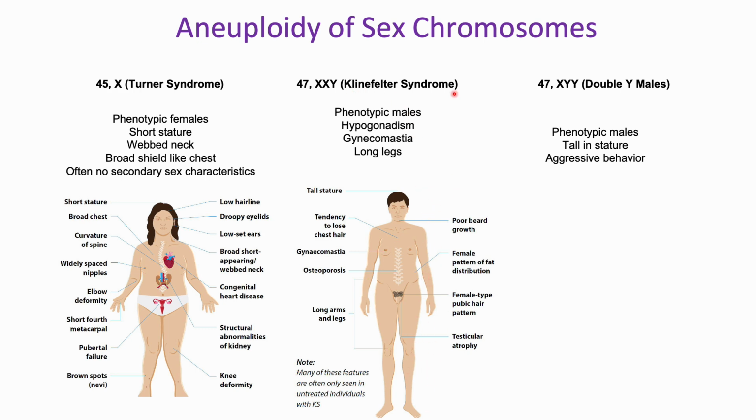That is Klinefelter syndrome. The last one is double Y males, so now you have an aneuploidy or a trisomy of an extra Y chromosome. These are going to, because the Y chromosome is present, be phenotypically males. They are tall in stature, and they are aggressive in behavior most commonly.